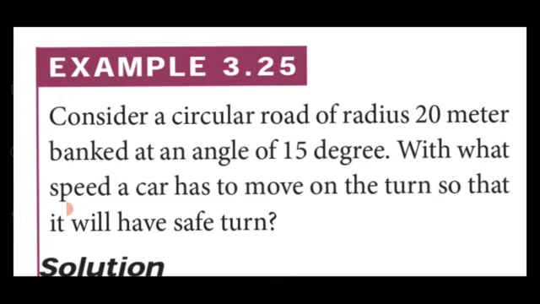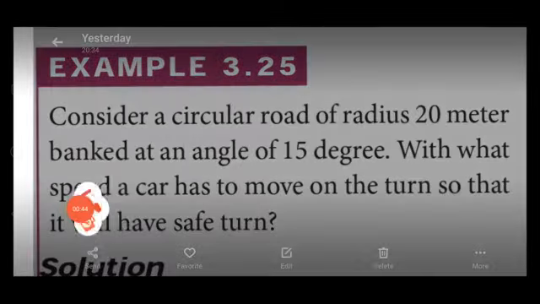With what speed does a car have to move on the turn so that it will have a safe turn? So we have to find out the value of V. We know the formula, that is V is equal to root of R g tan theta. Radius is given and the angle theta is given, and we know the acceleration due to gravity is a constant value. So with this we are going to find out the V value.